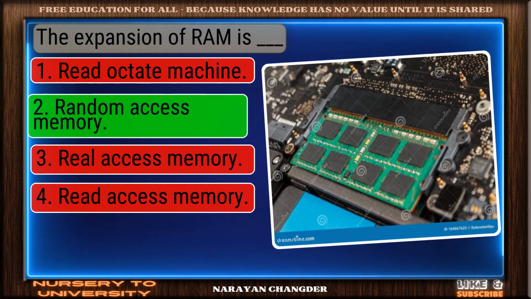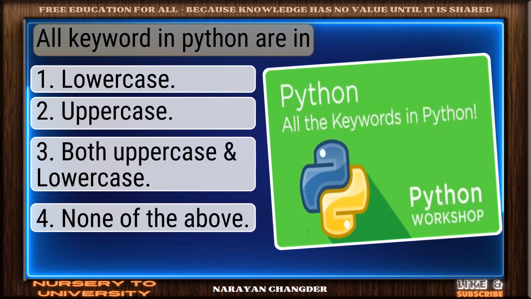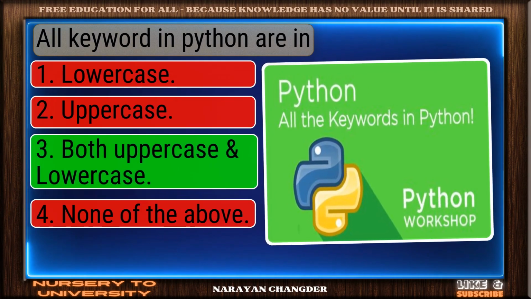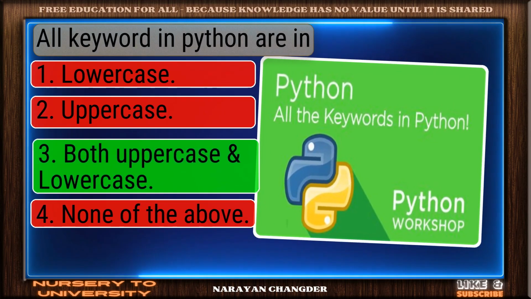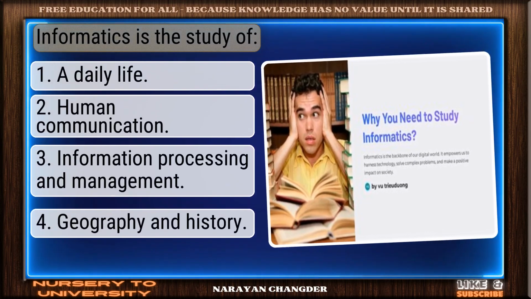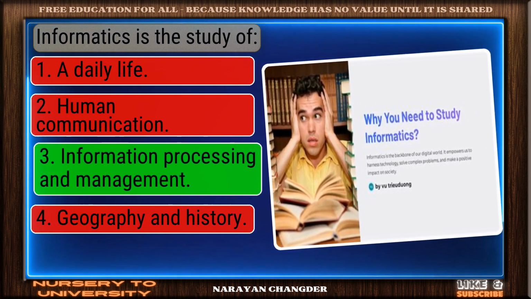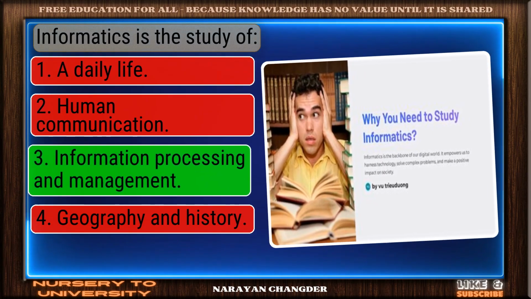The expansion of RAM is dash. Right choice. Random access memory is best. All keyword in Python are in. Strong choice. Both uppercase and lowercase is right. Informatics is the study of. Sharp thinking. Information processing and management is right.